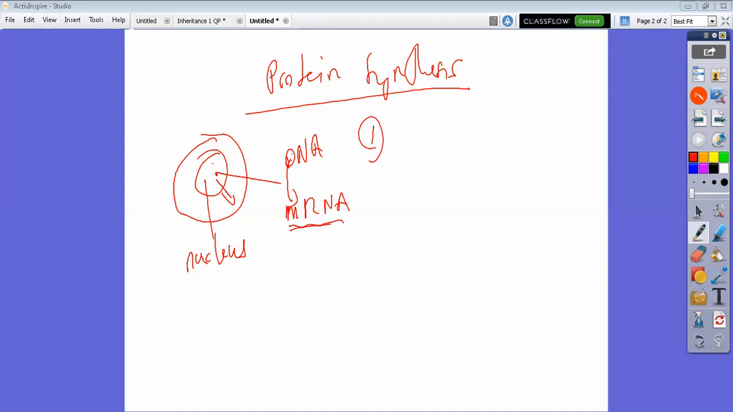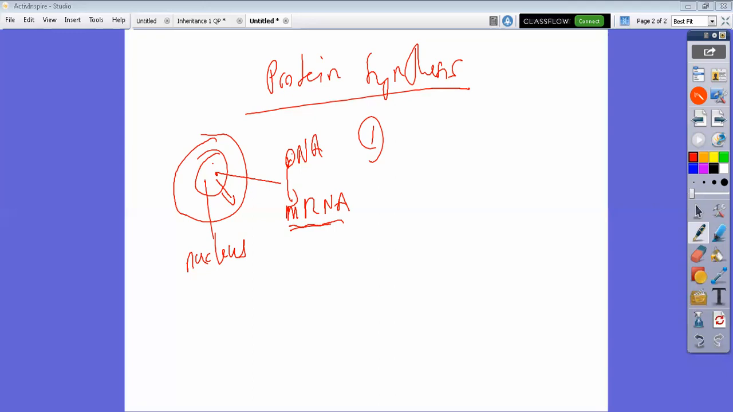Then I said the next point is that the mRNA passes through the ribosomes. After that, the mRNA passes through the ribosomes. Clear? Or not clear? Yeah, it's clear.